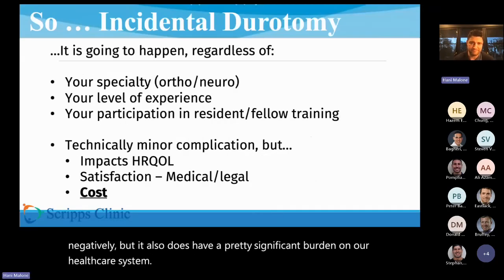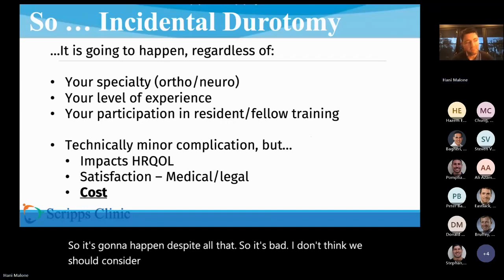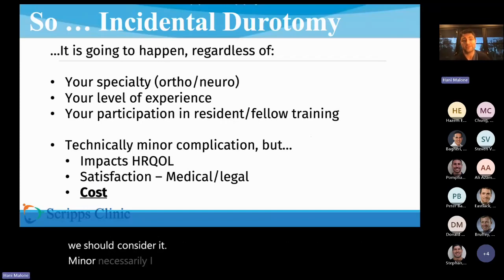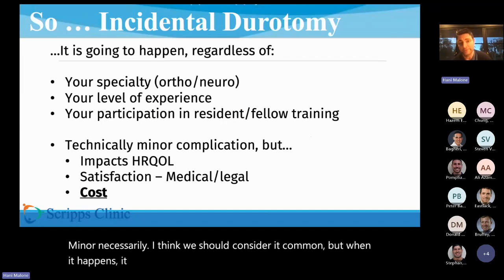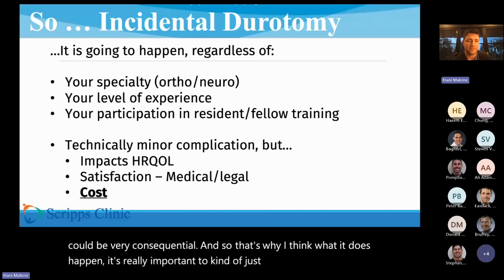So it's going to happen despite all that. So it's bad. I don't think we should consider it minor necessarily. I think we should consider it common. But when it happens, it could be minor if it's appropriately addressed, or it could be very consequential. And so that's why I think when it does happen, it's really important to just focus and come up with the best solution.